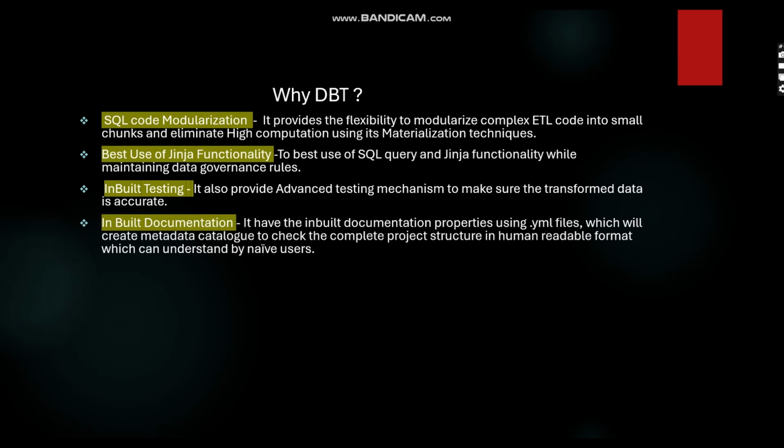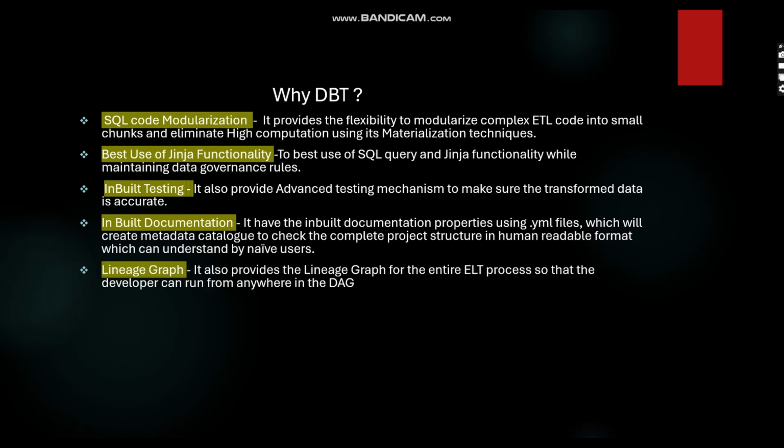And inbuilt documentation. Whenever you write the code and compile it, DBT automatically creates documentation using all the models you created, the descriptions, and the test conditions. It takes all of that in the backend and creates a beautiful documentation for you. And the lineage graph. Using the Jinja functionalities, it creates the lineage graph in such a way that you can easily understand how your project is structured, where the data is going, and how the data is going.